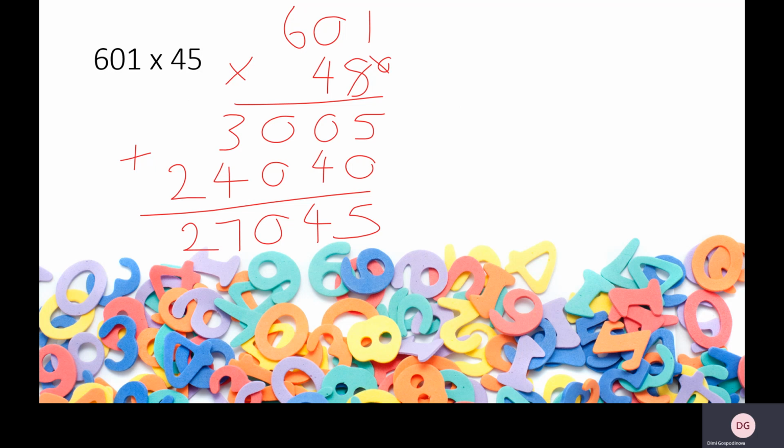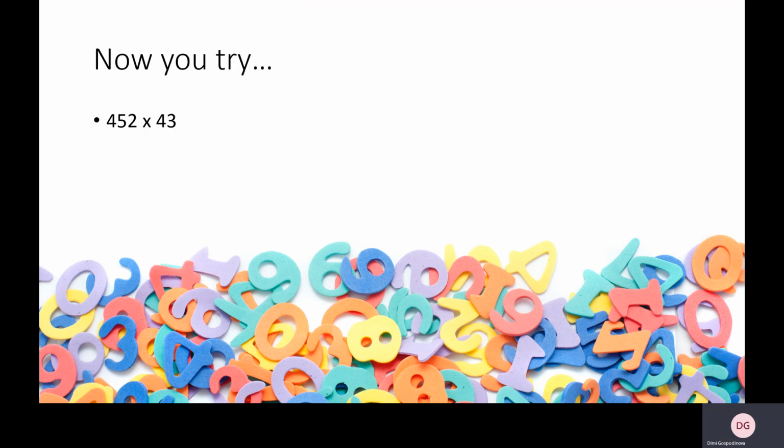4 times 1 is 4, 4 times 0 is 0, 4 times 6 is 24, and then they add up the columns. 5 add 0 is 5, 0 add 4 is 4, 0 add 0 is 0, 3 add 4 is 7, and then 2. Okay, and if you would like to try 452 times 43, I'll leave you to record that and work it out in your own time.